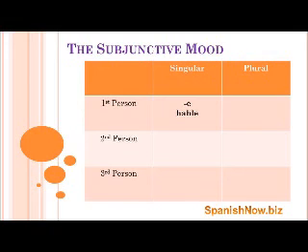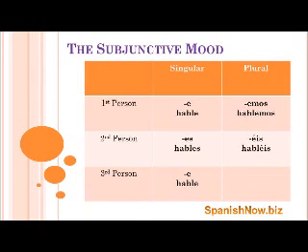So, que yo hable, que tú hables, que él, ella, usted hable, que nosotros hablemos, que vosotros habléis. Remember, vosotros isn't commonly used in the Western Hemisphere. Or not the Western Hemisphere, but the West. And ellos, ellas, ustedes hablen.